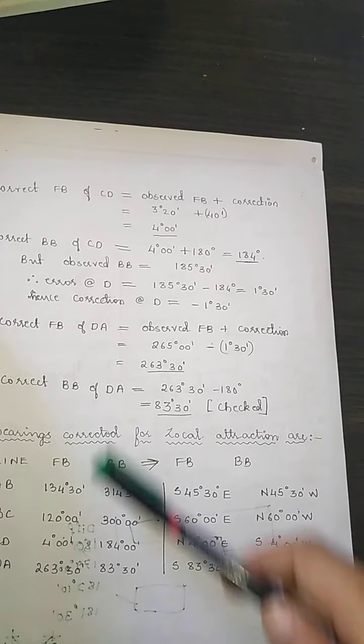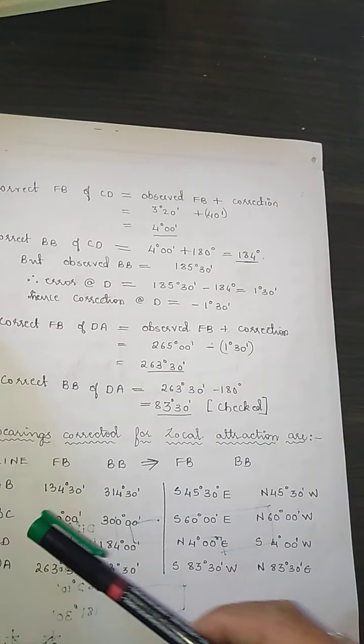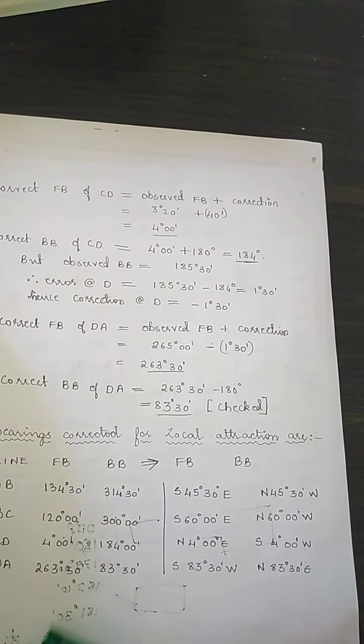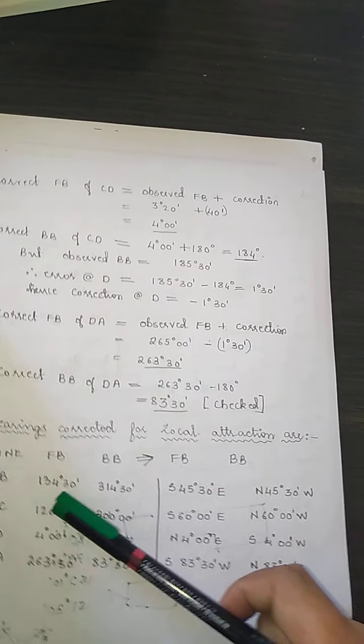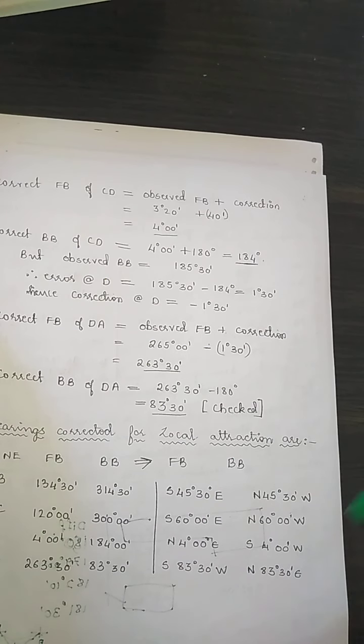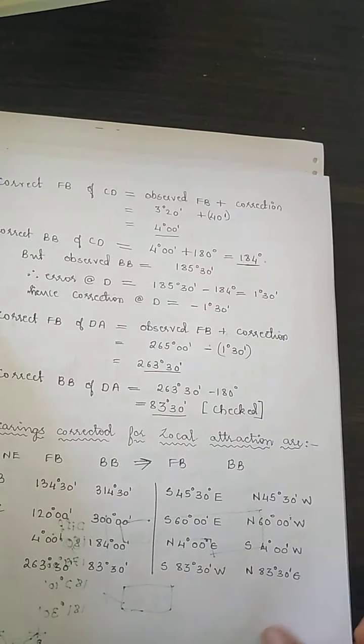Again, whatever readings we have got, we write the corrected forebearing and back bearing. We are again going to convert it into the quadrantal bearing system by using the formulas. So this is what we need to do.